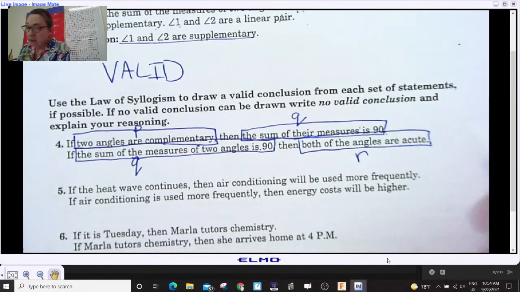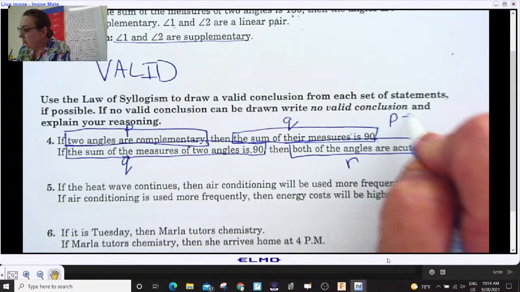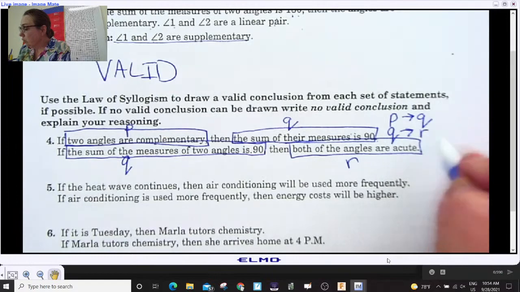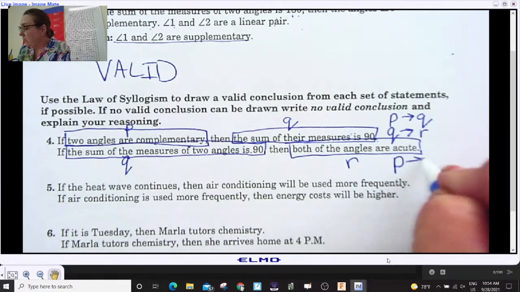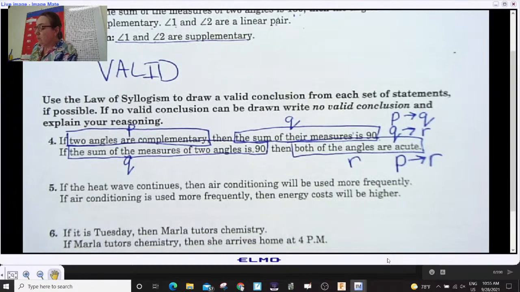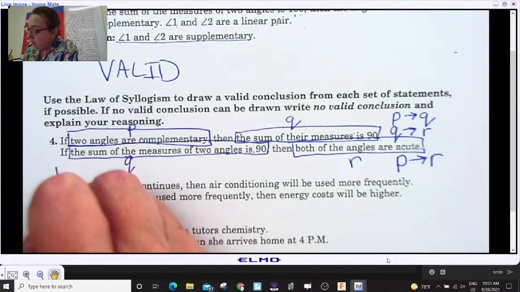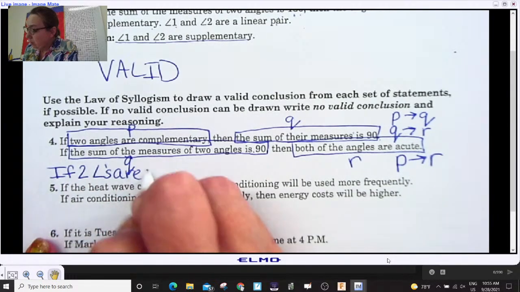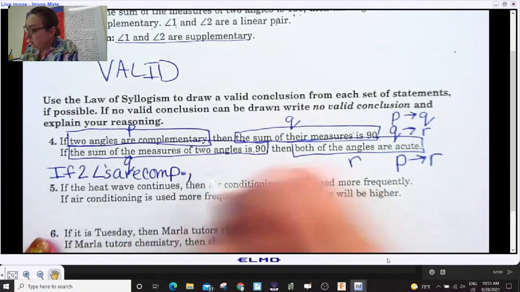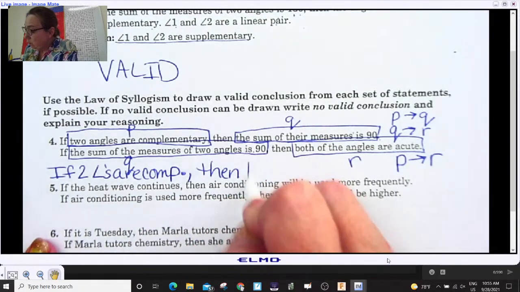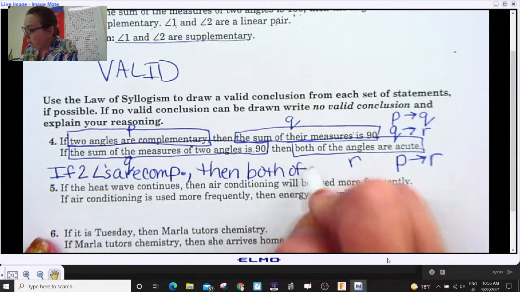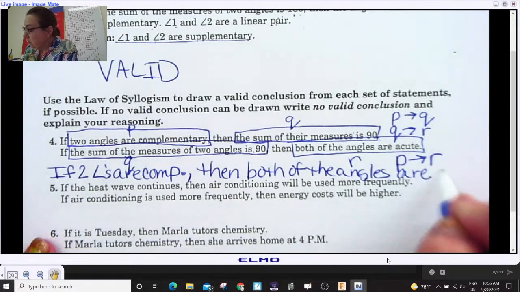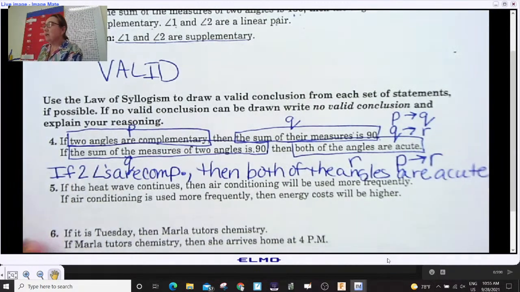Remember we just said, if P then Q is true, and if Q then R is true, then we know that if P then R is true. So in this case, that would be if two angles, I'm going to abbreviate, are complementary, then both of the angles are acute. Now, is that a true statement?